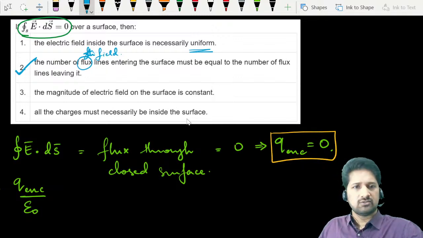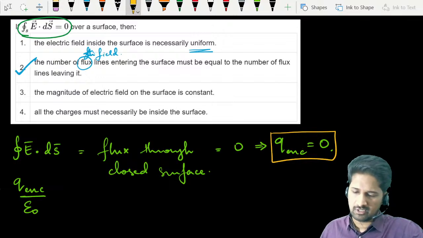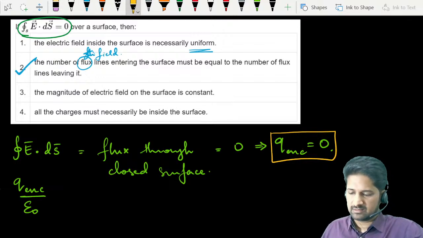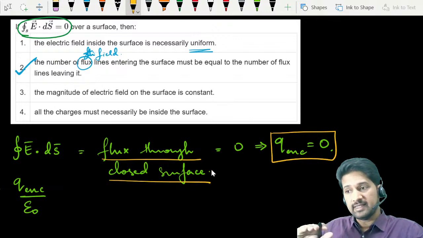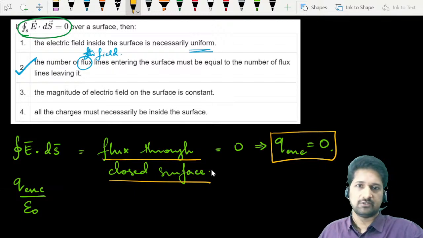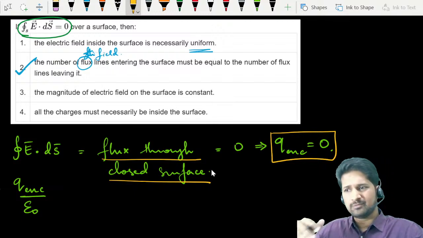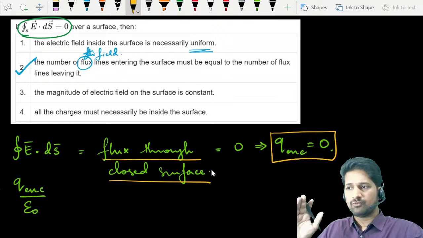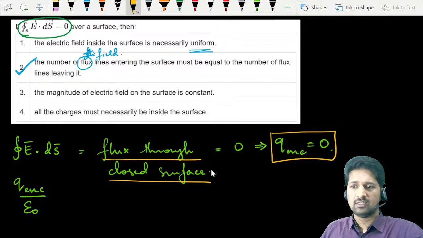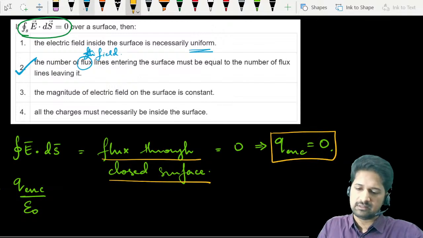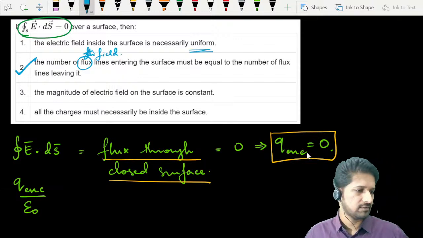There is no need of this also, because according to Gauss law, the net flux through a closed surface depends only on the charge enclosed by it. There may be charges outside the surface also. But जितना भी चार्ज आउटसाइड द सरफेस है वो चार्ज नेट फ्लक्स को कंट्रीब्यूट नहीं करेगा. Net flux arises only due to charge enclosed in the surface. So all charges must be necessarily inside the surface. This is not necessary.